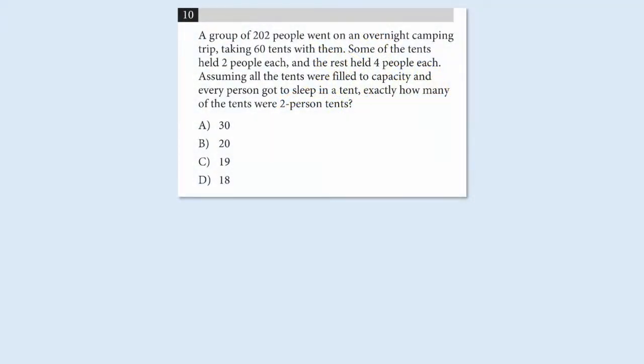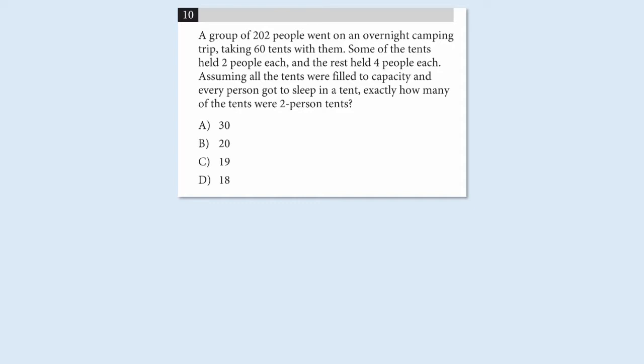This multiple choice problem comes from the College Board. It's from section 3 of the SAT math test, which does not allow calculators. And the problem says, a group of 202 people went on an overnight camping trip, taking 60 tents with them.